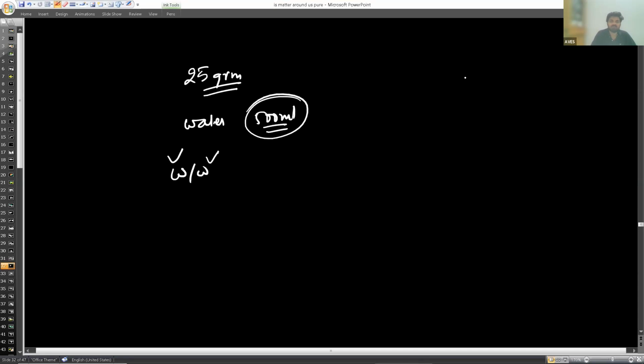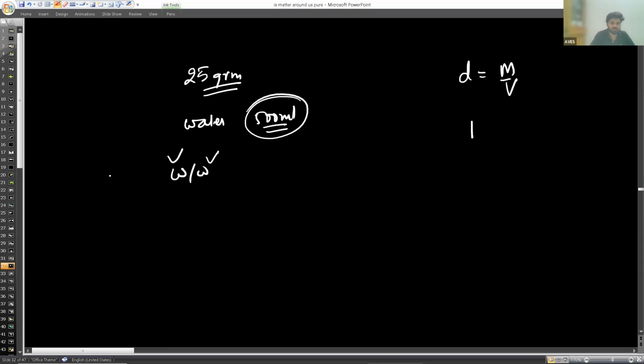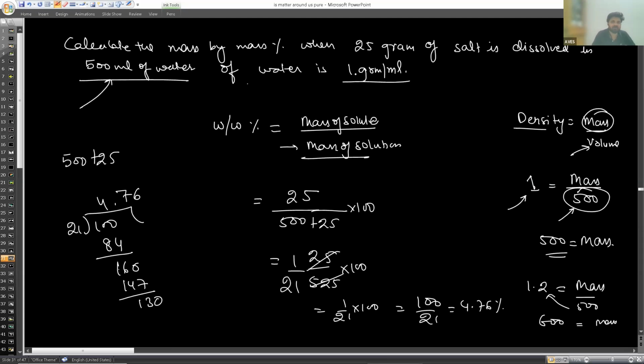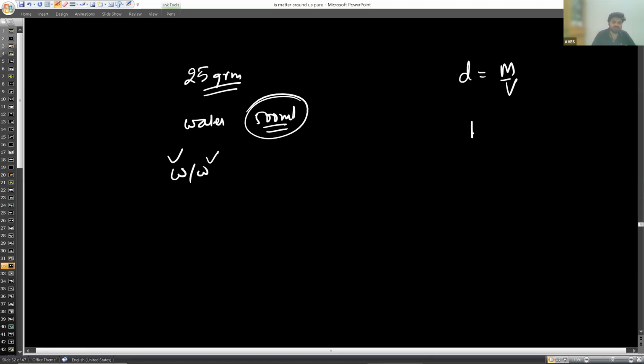And there comes the concept of density. Density is equal to mass upon volume. And you know that the density of pure water is 1. So you have to write here density as 1. Just as water has 0 freezing point and 100 boiling point, similarly you have to memorize that the density of water is 1. It is also mentioned in the question that the density of water is 1 gram per ml.